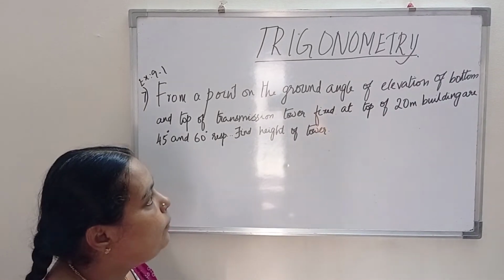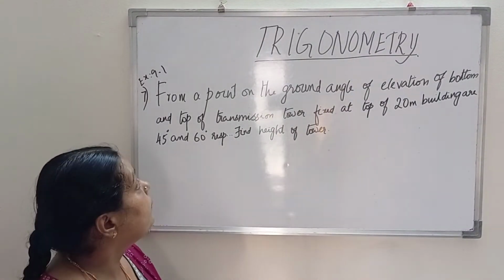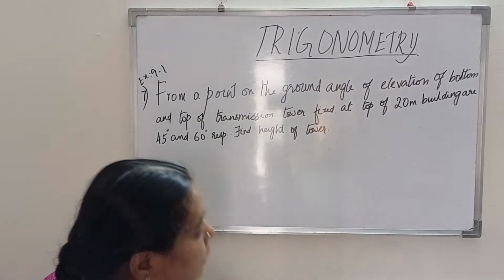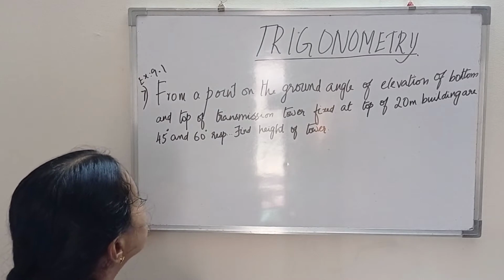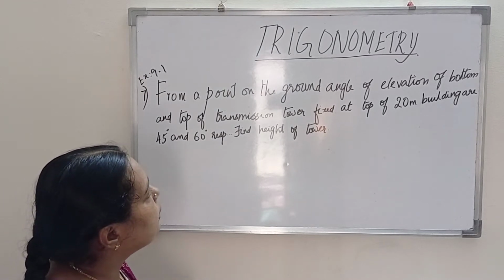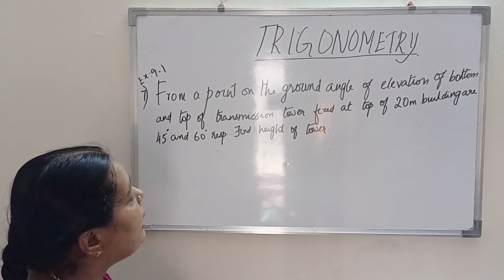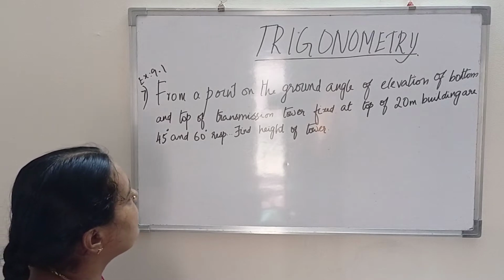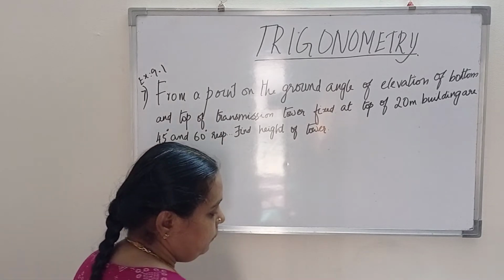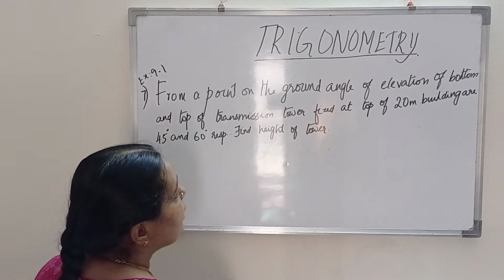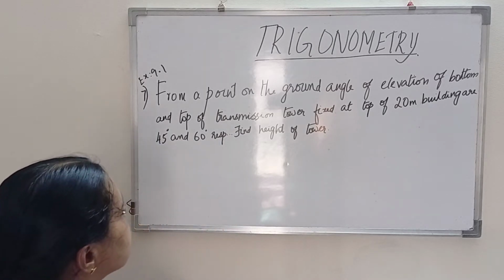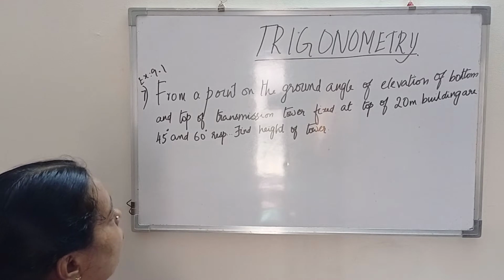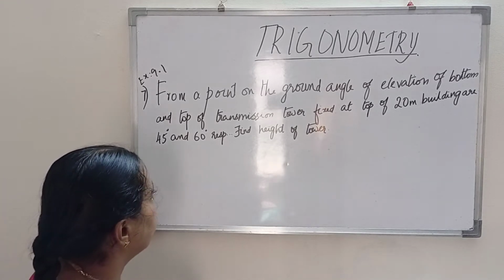Hello, we will move on to yet another problem from exercise 9.1, applications of trigonometry. The question is: from a point on the ground, the angles of elevation of the bottom and top of a transmission tower fixed on top of a 20-meter building are 45 degrees and 60 degrees respectively. Find the height of the tower.